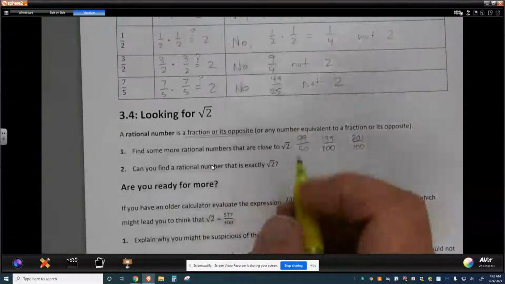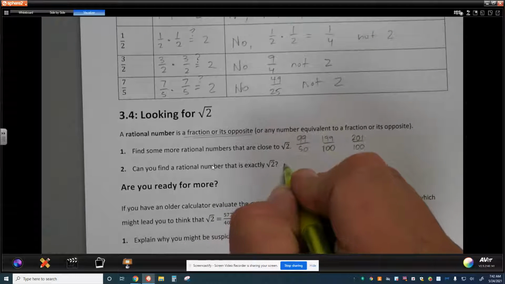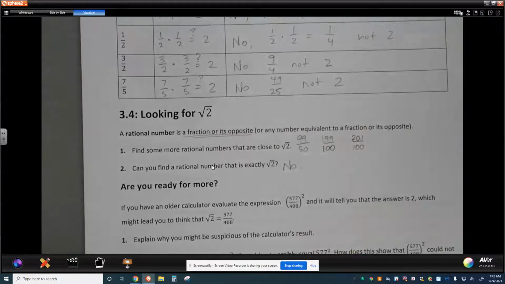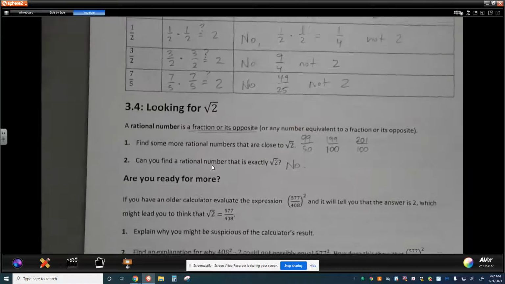Can you find any rational number that's exactly the square root of 2? And the answer for that is no. When we look at the square root of 2, there is not one single number that can be multiplied by itself to equal 2. So that's what we're looking at with these when we talk about rational versus irrational numbers.